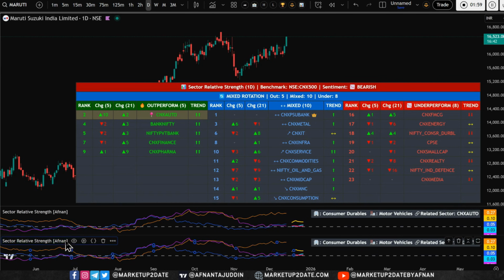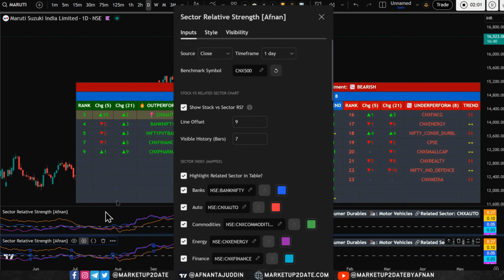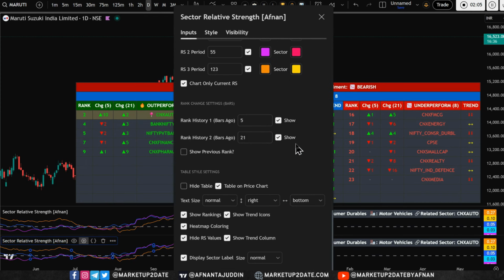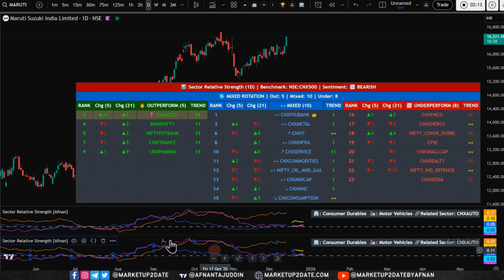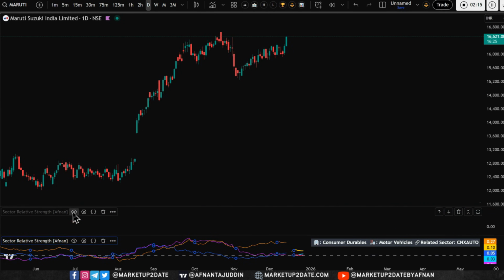The second one hides the table but keeps the relative strength lines and sector and industry details on the chart. Use this when you are trading and want a clean workspace. Go to indicator settings, go down and turn on hide table. With one simple toggle, you can see the entire dashboard.